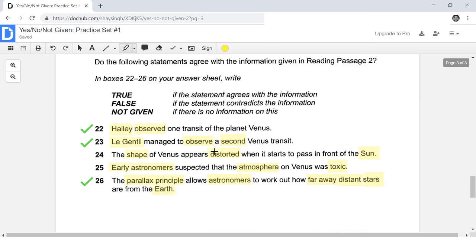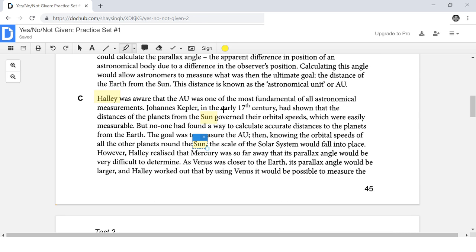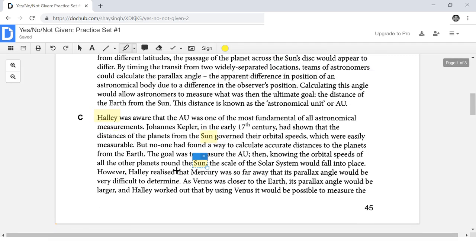So down here, the question sentence says, Halley observed one transit of the planet Venus. I haven't found anything about Venus yet. I know that it says something about Mercury, but it doesn't say anything about Venus yet. So the answer to this question might be not given, but I'm not sure yet, and I'm not going to put that as my answer because I also want to check other places where I found the keyword Halley. So I found Halley up here, but I also found it down here, and I want to now move on to this paragraph and scan this paragraph to see if it says anything else about Halley observing a transit.